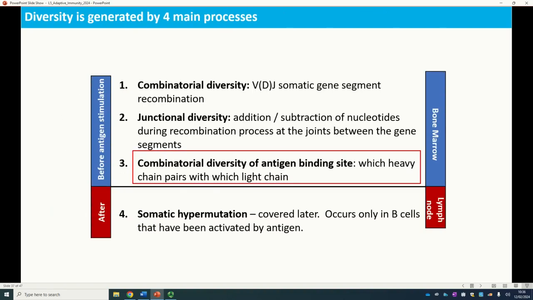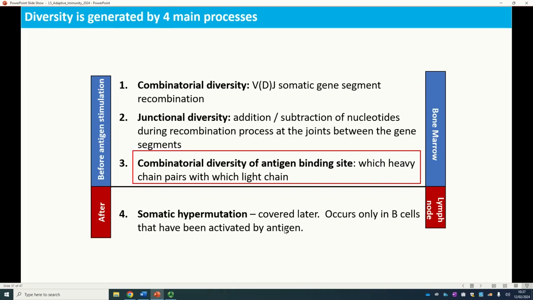And then, of course, we have this combinatorial diversity of the antigen binding site. So this really just means that once we've generated our heavy chain and our light chain, we can bring a heavy chain together with a particular light chain that will give that extra variability of the antigen binding site. So we've got the diversity in bringing the different VDJ segments together. We've got the junctional diversity in the little junctions between the VDJ segments that gives us that extra variability. And then we've got the option of putting a heavy chain with a particular light chain, and that gives us an added layer of variability.